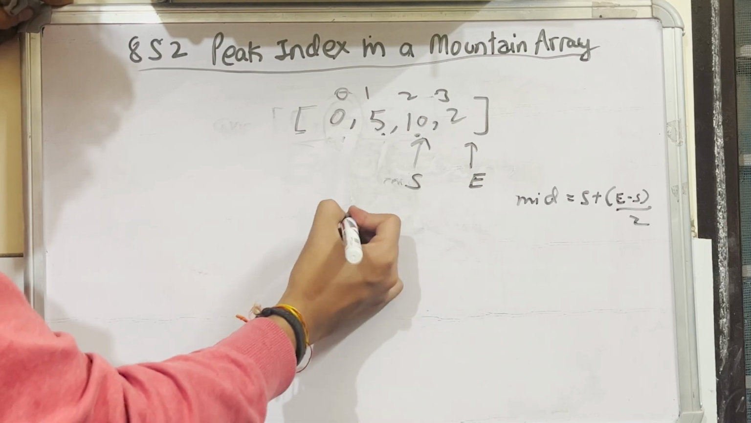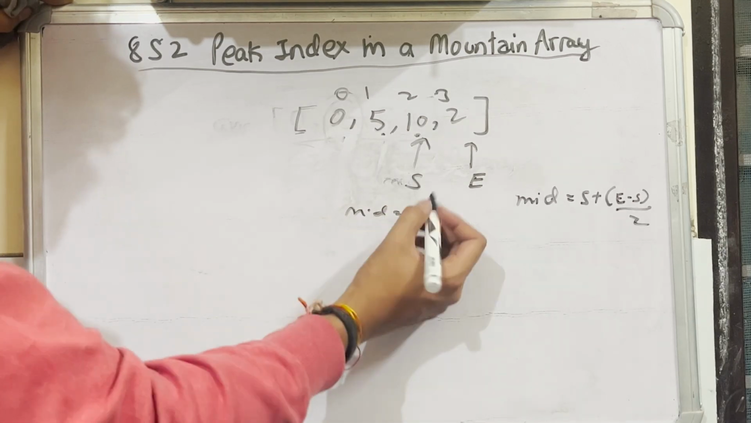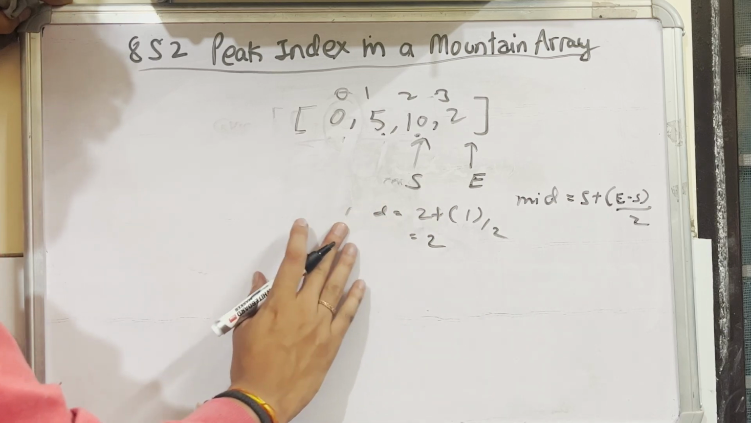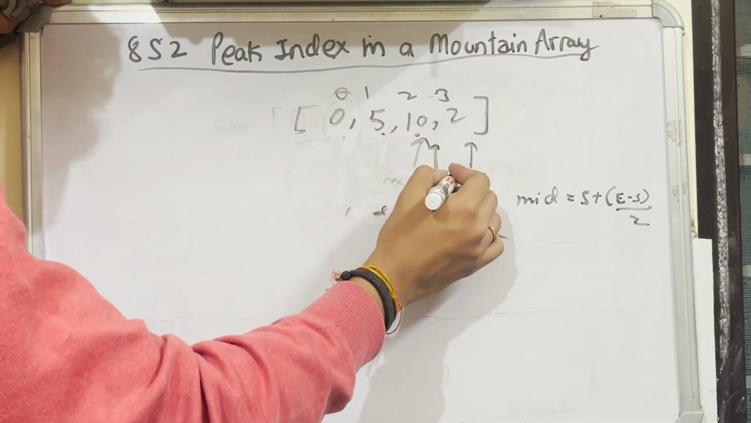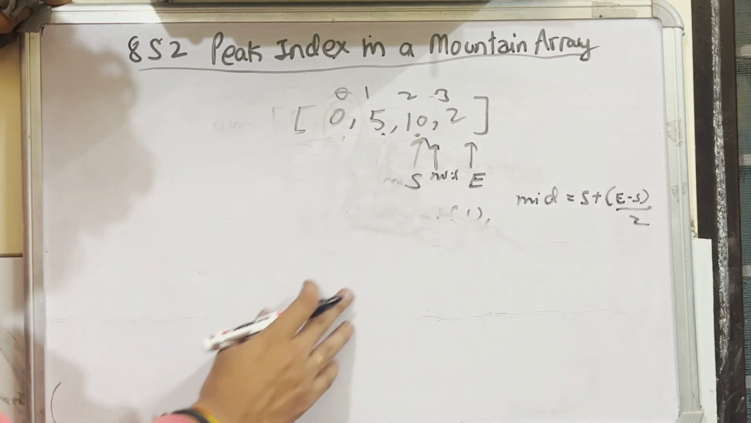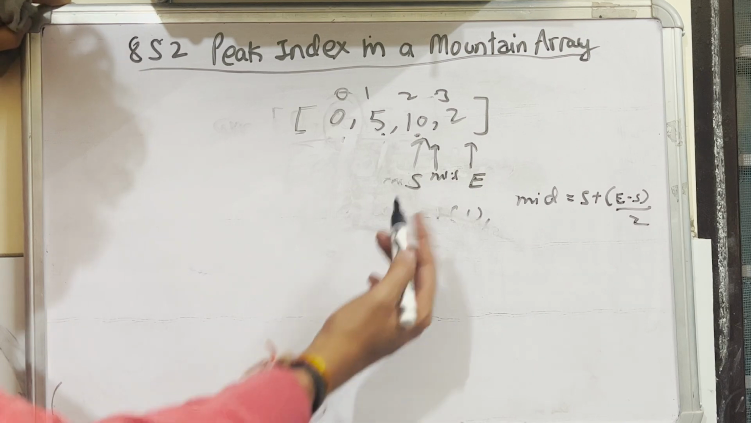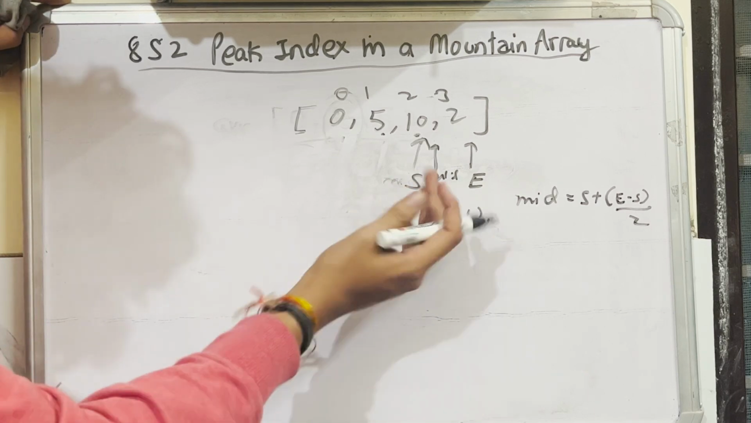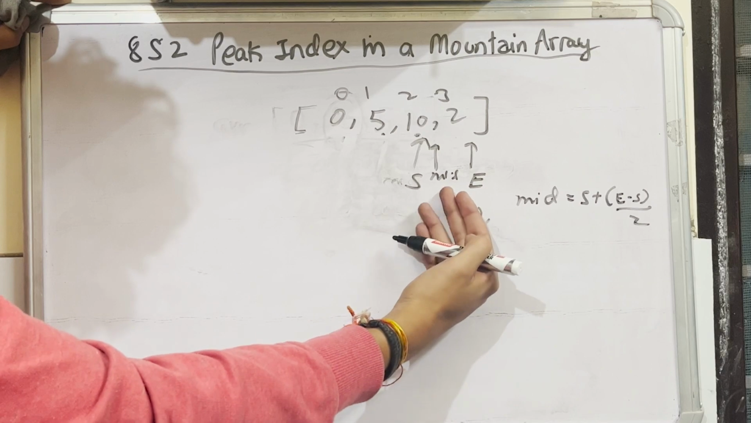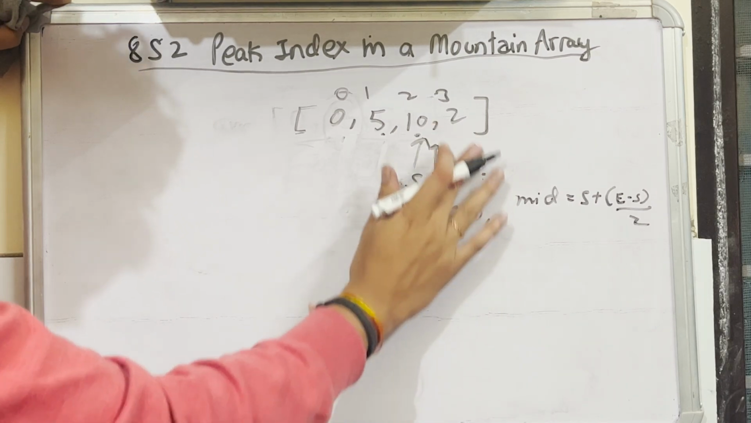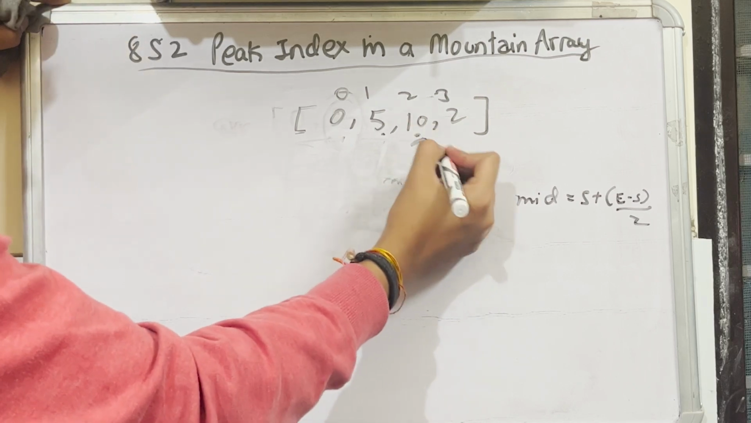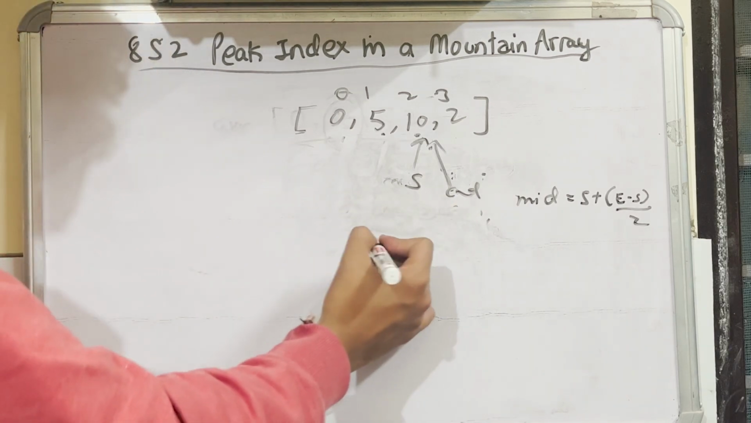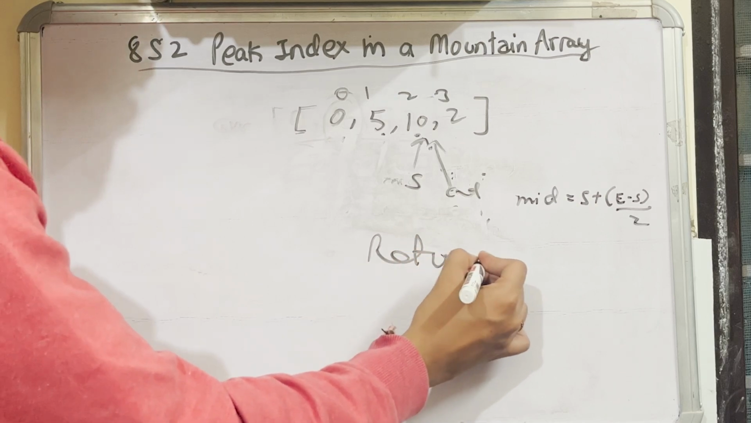Again you'll find a mid: starting 2 plus (3 minus 2) by 2, which will be 2. So your mid will be here, pointing to this second index. Then what will you do? You check if the right hand value is greater. No, 2 is not greater than 10, so you won't update the start. There is a chance that our answer is lying on the left side of mid rather than the right side. So you'll update your ending index, you point it to here. As you can see, starting and ending coincide. So you simply return the starting index.